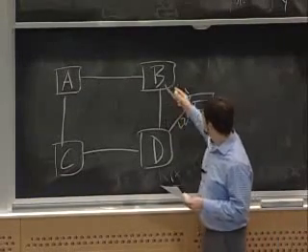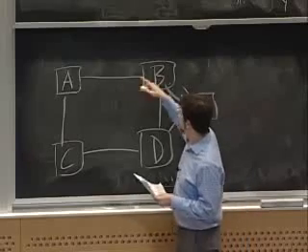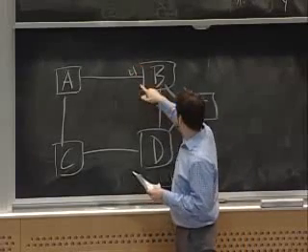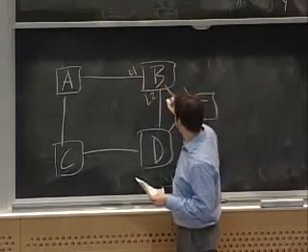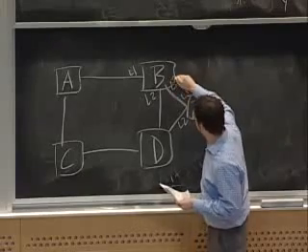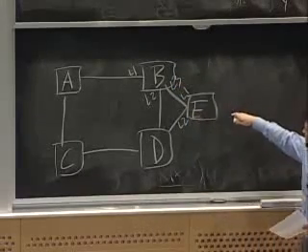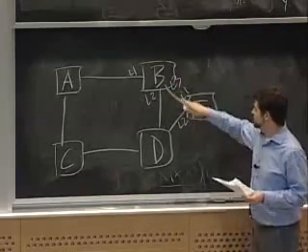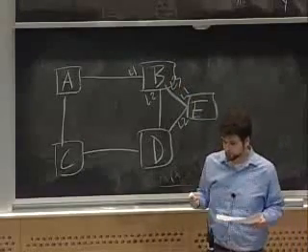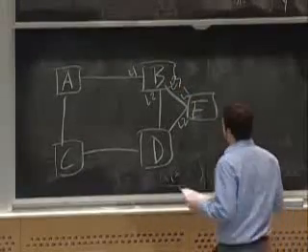And then I'm going to number all the links in the same way. So B's link to A, I'll number L1. B's link to D, I'll number L2. And B's link to E, I'll number L3. So notice that I've given 2 names to this link depending on whether we're talking about it from the perspective of B or E.